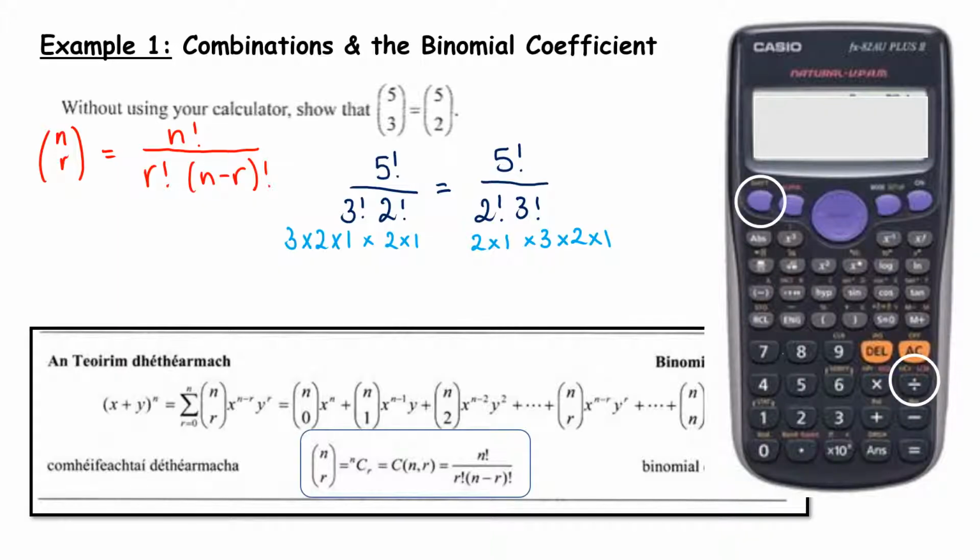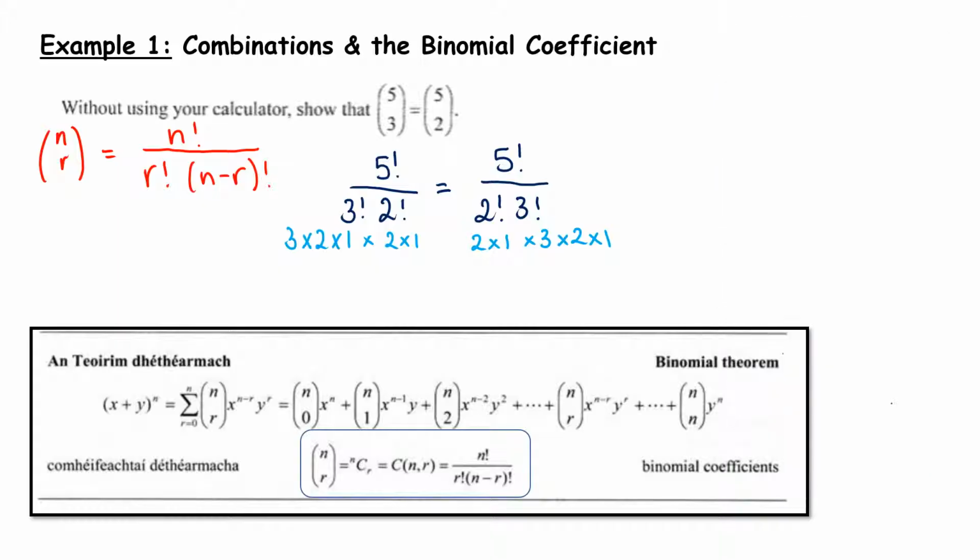So nCr is in yellow above the divide button, which is why we need the shift, and then I press 3 equals, and you should get 10. Okay, so just a little bit of practice on this, and it will lead a bit more to the example. What I would say is let's work through all of it.